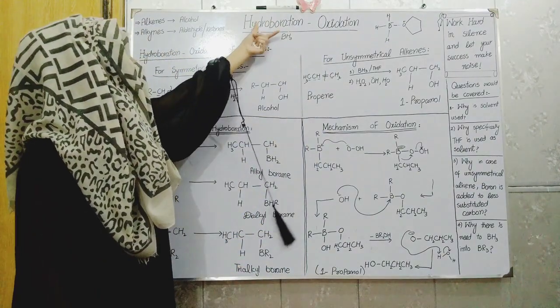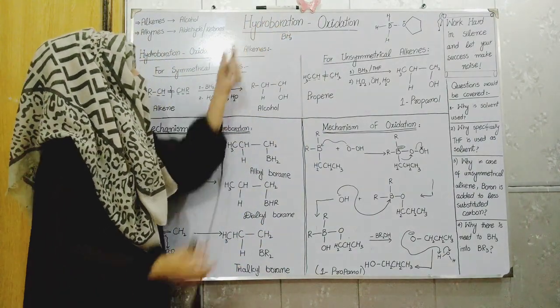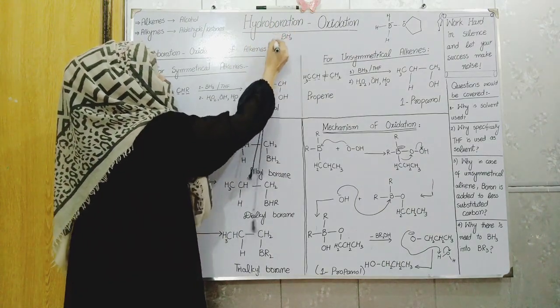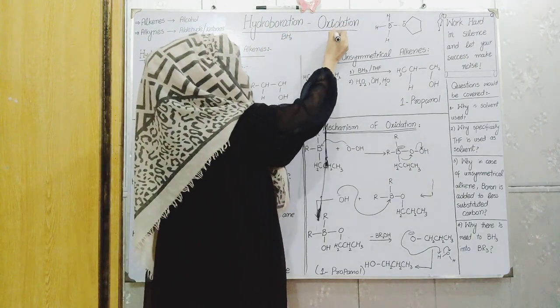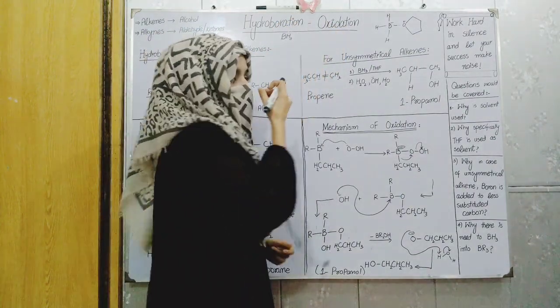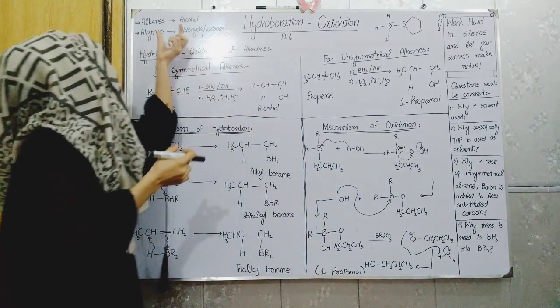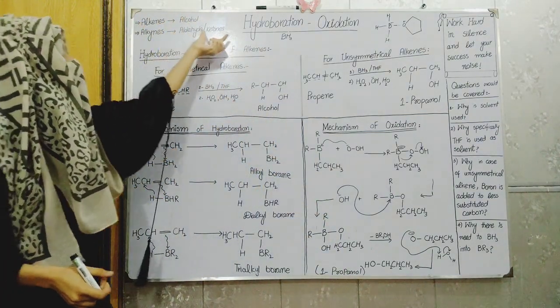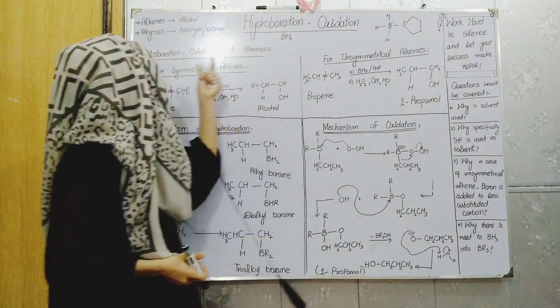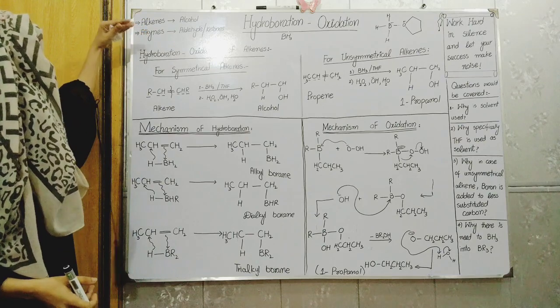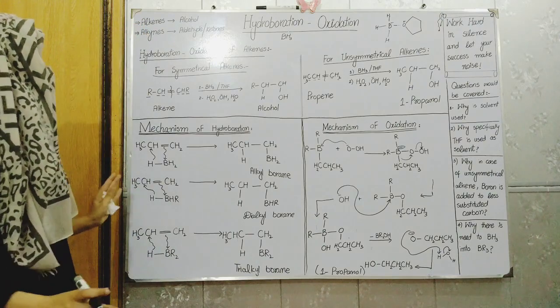As the name shows, hydroboration is the addition of hydrogen and boron atom, and collectively we call it addition of boron, and oxidation is the addition of oxygen. So hydroboration oxidation is a way of converting the alkenes into alcohol and alkynes into aldehyde and ketones. First we see the hydroboration oxidation of alkenes, and then we will proceed towards the hydroboration oxidation of alkynes.